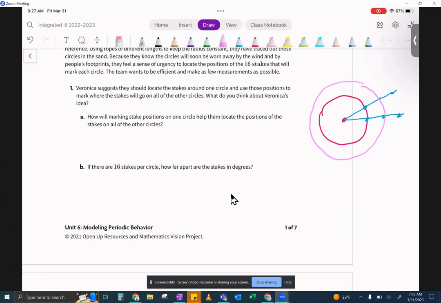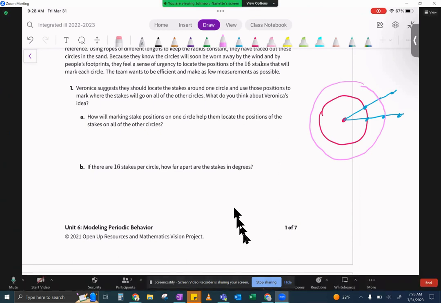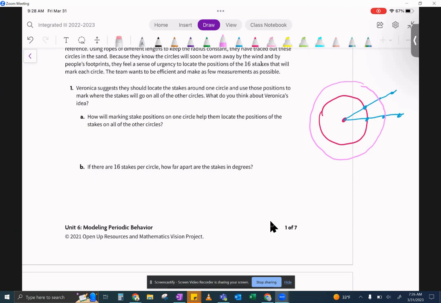For this next one, now that you've filled that out, what they're really looking for is how will making stake positions on one circle help them locate the positions on the next circle? And it's exactly that.